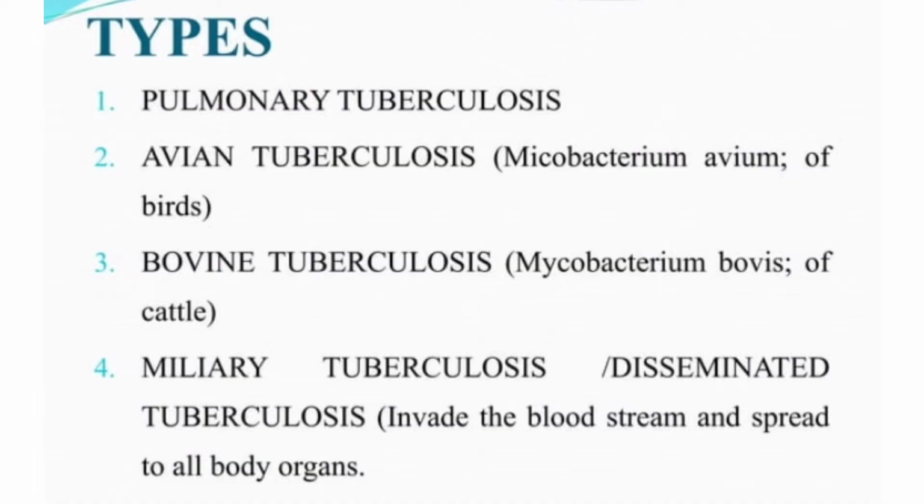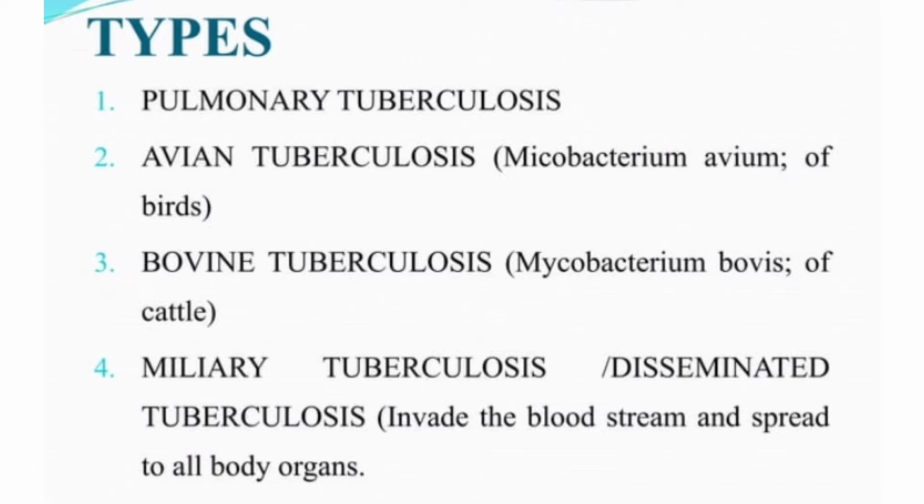Second is avian tuberculosis. Avian tuberculosis is caused by Mycobacterium avium that can affect a wide range of birds. Next is bovine tuberculosis. Bovine tuberculosis is an infectious disease of cattle and it is caused by Mycobacterium bovis.